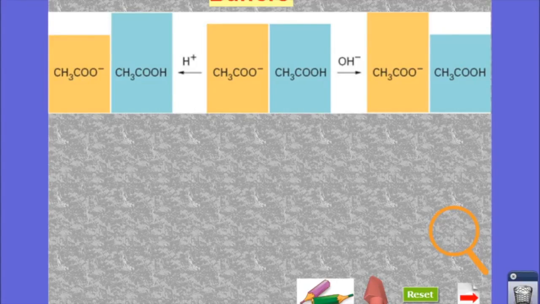And I will tell you, if it were not for buffer, you would not be here. If you don't have buffer in your body, you would die. Why? Because your blood has to be at a pH of 7.4. So if you eat something very acidic, the pH would go down, you would go into a coma and die. If you eat something very basic, that pH would go up, you would go into a coma and die.